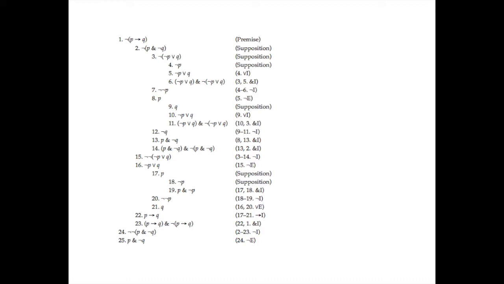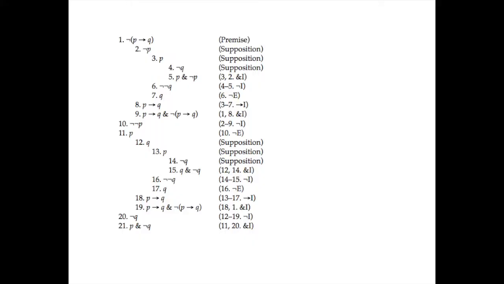And now by not elimination, finally on line 25, I get P and not Q. All right. That is the long way to do this, but it's also the conceptually easier to understand way of doing this. Here's a slightly trickier proof, but it's a little bit faster.